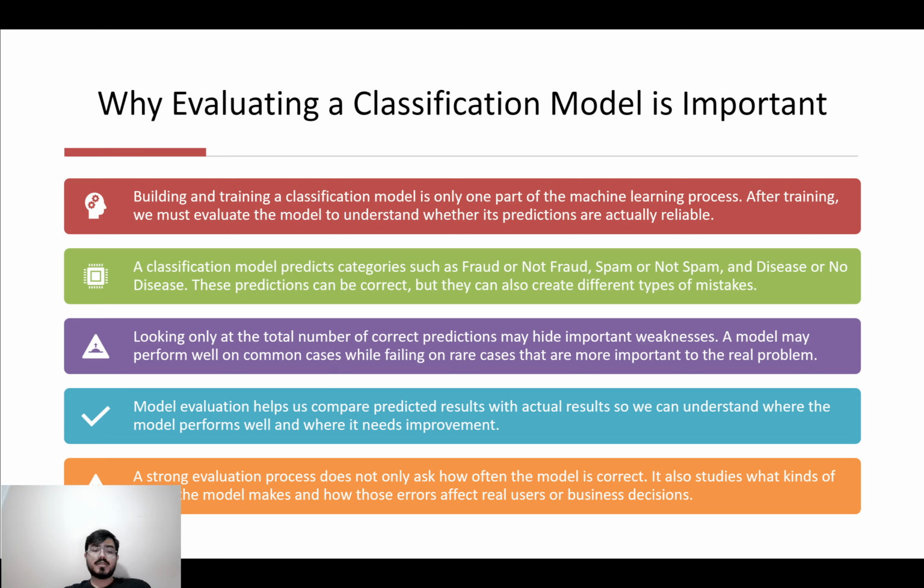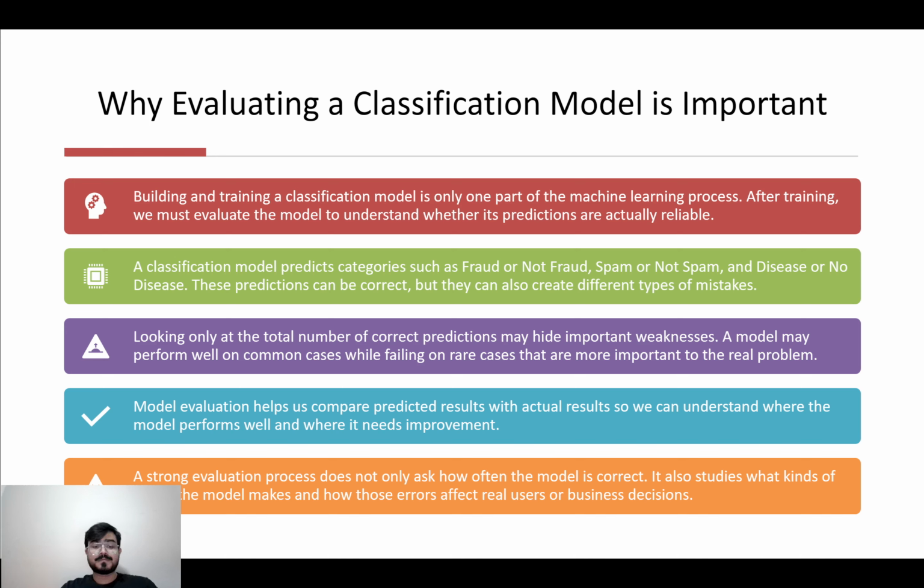Classification models are used in many areas such as fraud detection, spam email filtering, disease diagnosis, and image recognition. In each of these applications, the model predicts a category, but those predictions are not always correct. Many people only focus on the total number of correct predictions. While this gives us an overall idea of performance, it does not explain whether the model is making mistakes. So let's take a simple example.